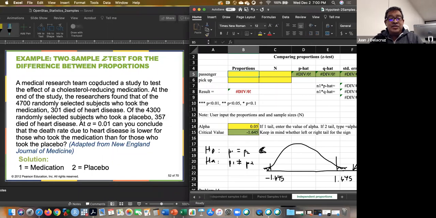A medical research team conducted a study to test the effects of a cholesterol reducing medication. At the end of the study, the researchers found that of the 4,700 randomly selected subjects, as you can see, that probably is a clinical trial. The number of people engaged in this is big.